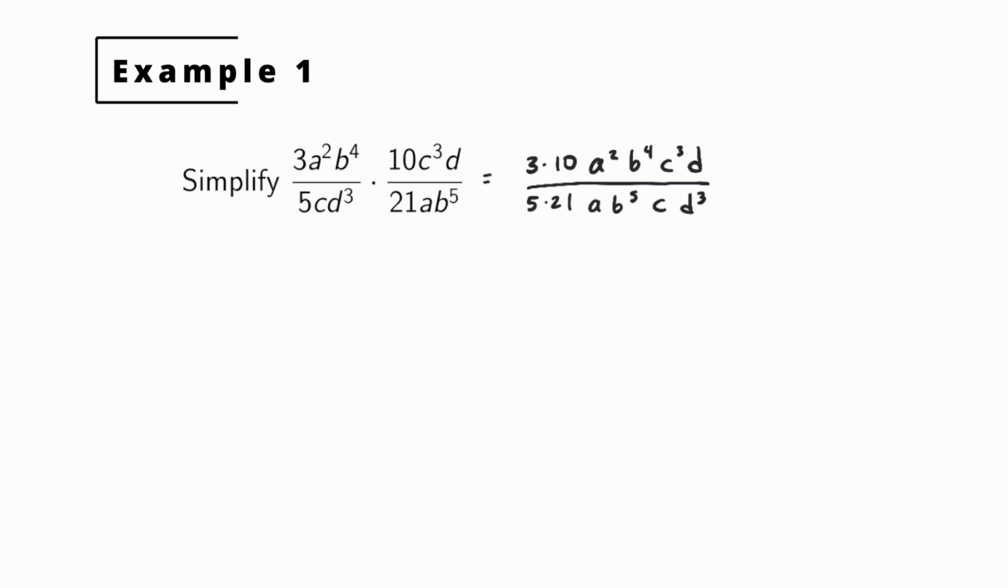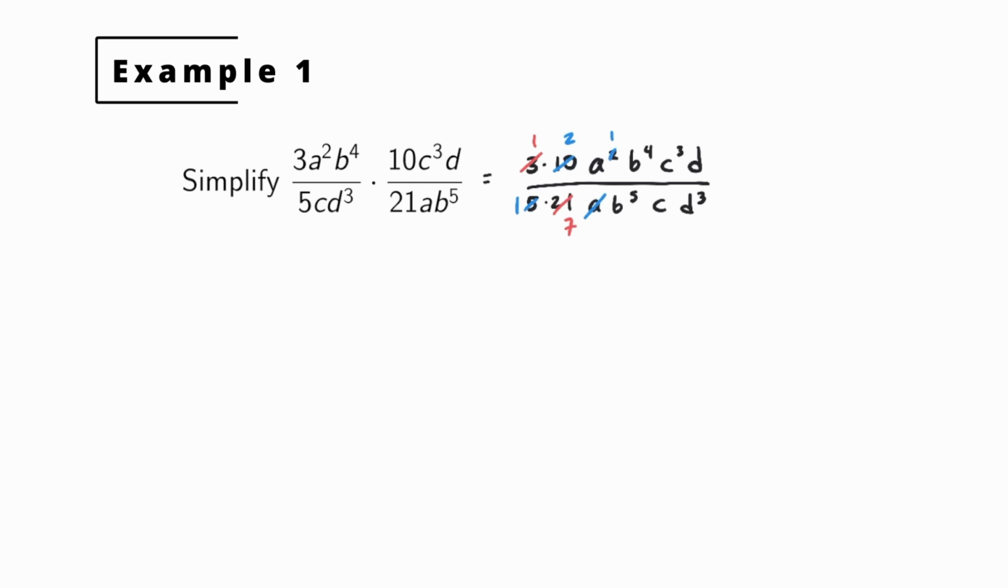So 3 and 21 have a common factor of 3. So we cancel that out, leaves us with a 7 in the denominator, a 1 in the numerator. 10 and 5 also have a common factor of 5. So we are left with a 2 in the numerator and a factor of 1 in the denominator. And then as far as the variable factors, we have a squared over a. So that will cancel out a. We'll be left with a factor of a in the numerator.